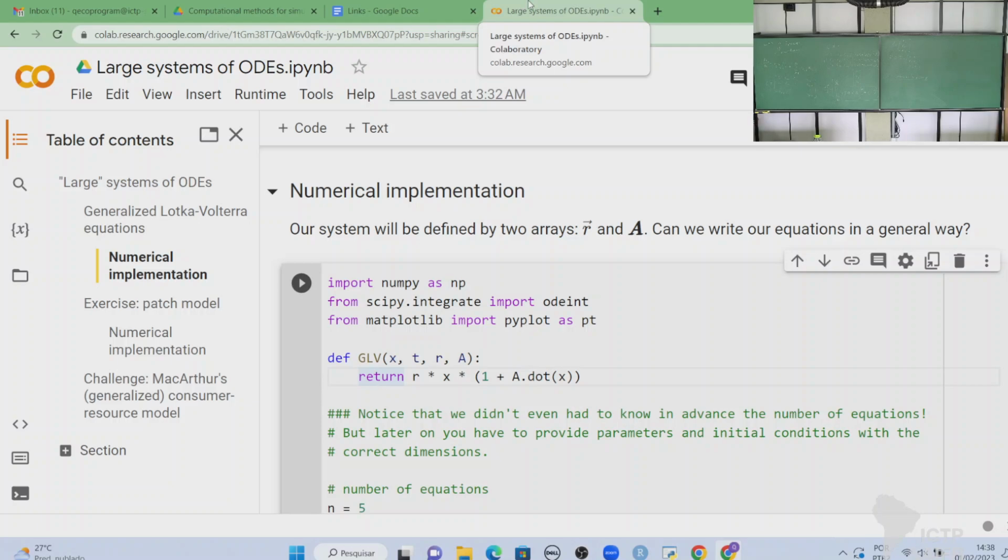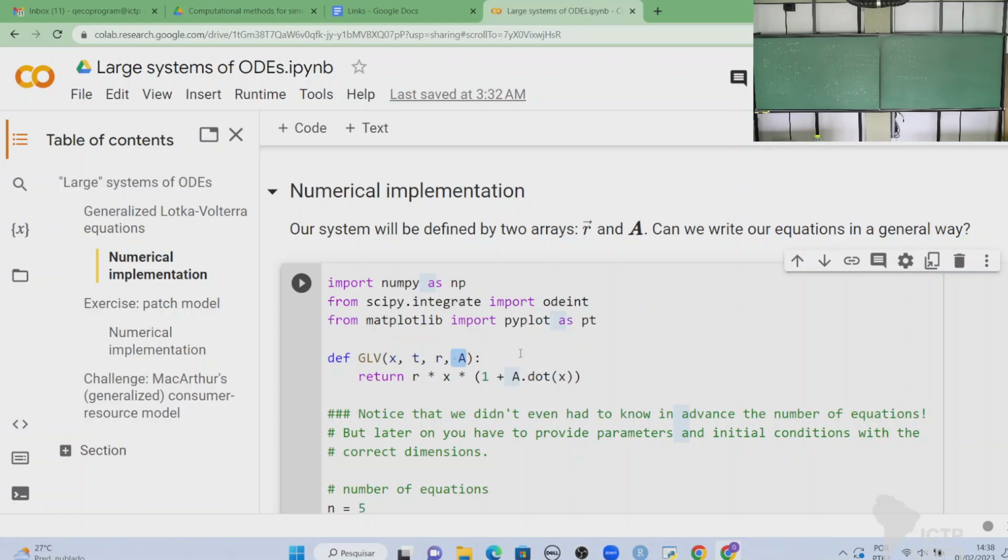But then you have to be careful, right? Because if it is 100 species, then the x that is going to be passed here, the initial condition that you pass, has to be an array with 100 elements, R has to be an array with 100 elements, and A has to be a 100 by 100 matrix, right? So if I try to mix this stuff here, then things won't work, of course, yeah? So I have to create these arrays in the correct shapes, okay?